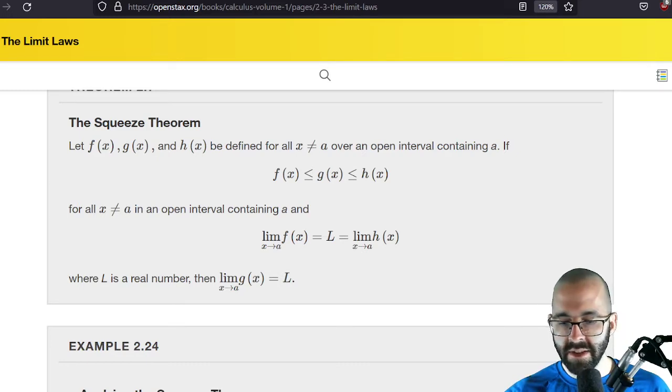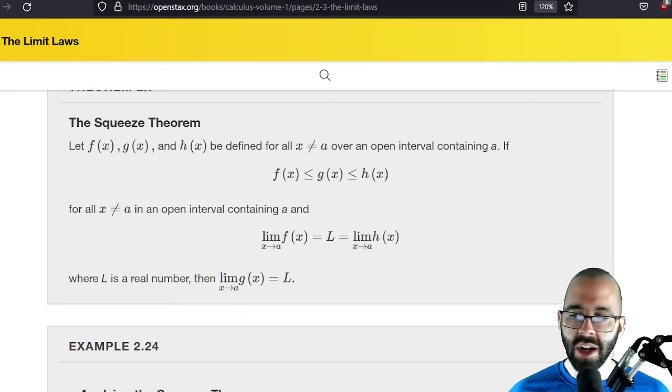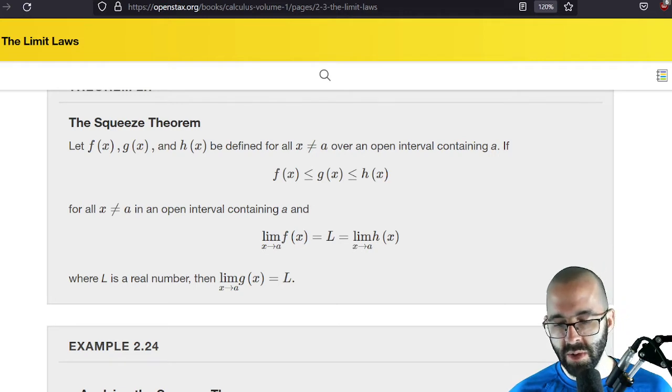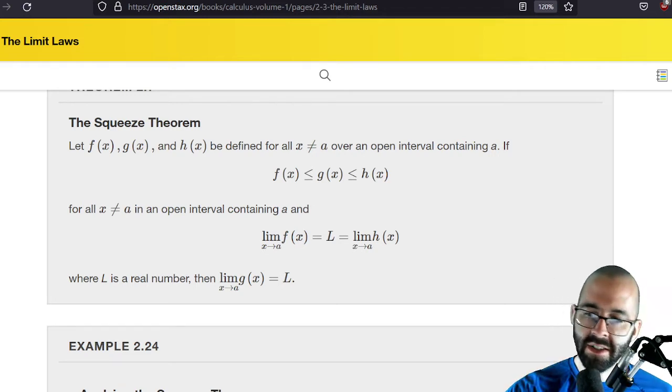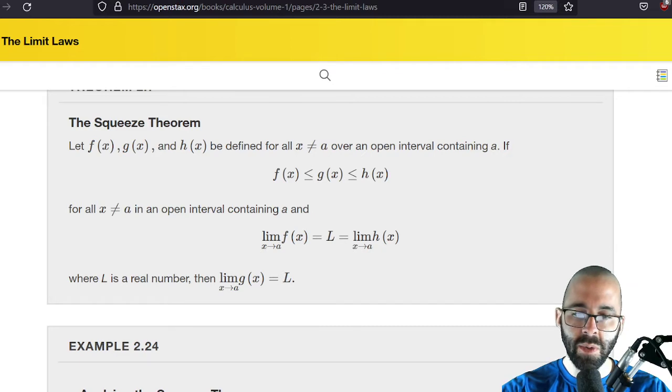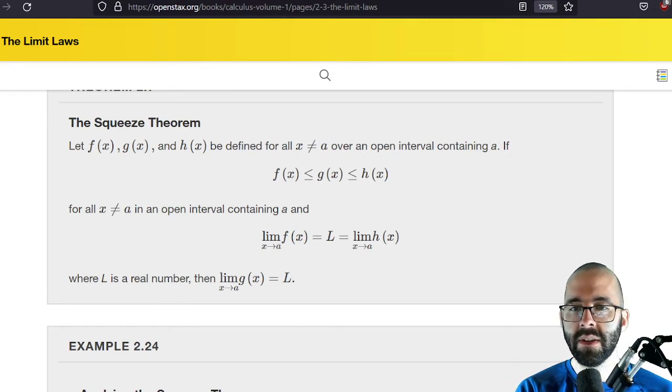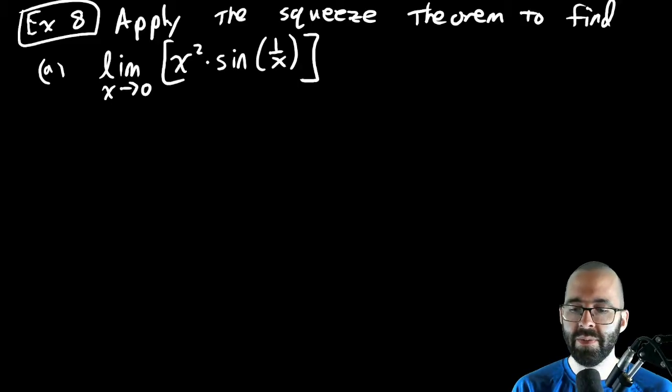So let's put all of this in the language of the squeeze theorem. We need an F and a G and an H. F is the little one, H is the big one, and G is the one in the middle, the one that we really are caring about.